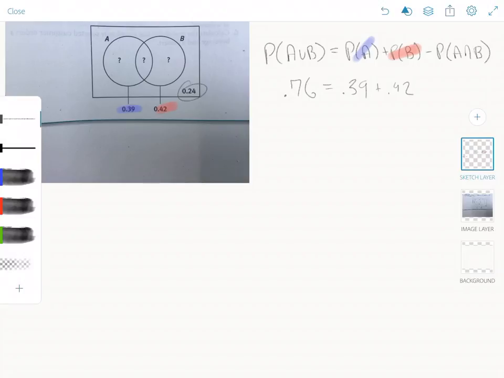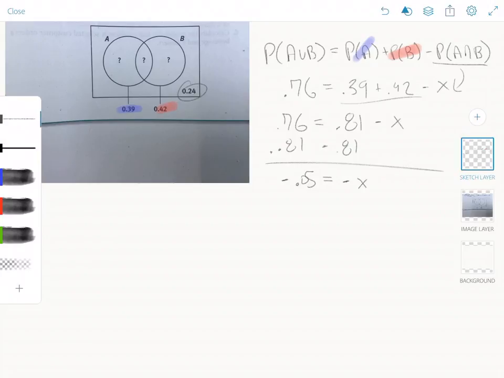I'm going to call the intersection x, just so I don't have to write out that entire expression. The intersection, the probability of A intersect B, is going to be represented by x, and then I just do the math. So 0.76 equals these two summed together, 39 and 42, that would be 0.81, minus x. And then if I subtract 0.81 from both sides, I am going to end up with negative 0.05 equals negative x.